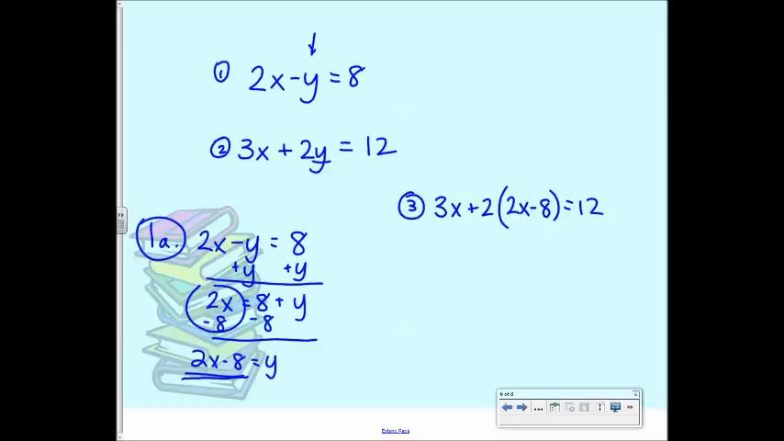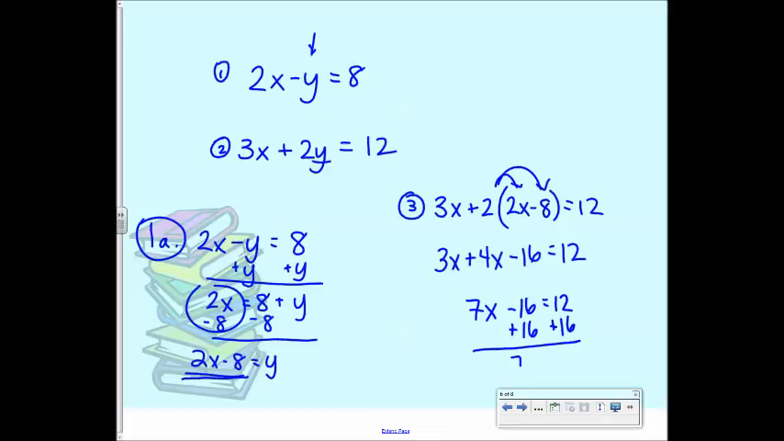All right, now I'm going to distribute the 2, and I've got 3x plus 4x minus 16 equals 12. 3x plus 4x gives me 7x. I'm going to add 16 to both sides, and I get 7x equals 28. And I'm going to divide by 7, and I got x equals 4. Look at that, it was a whole number. We lucked out there because I made those up and I wasn't sure it was going to be a whole number, but it was. All right, so x equals 4.